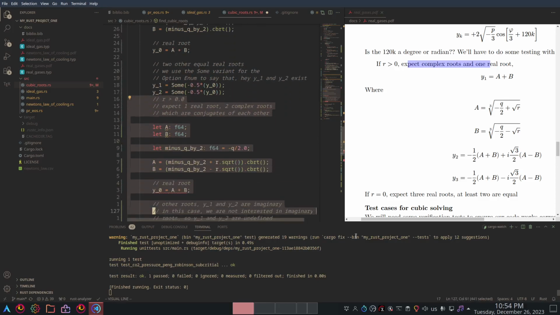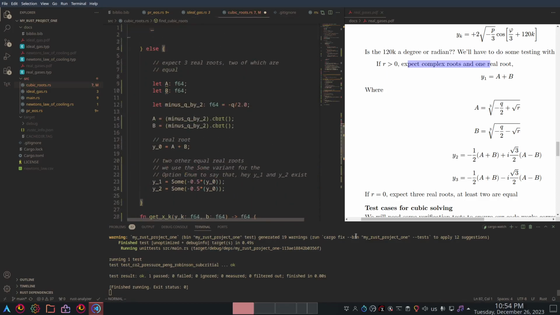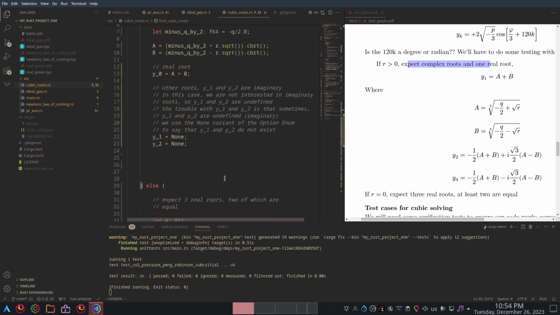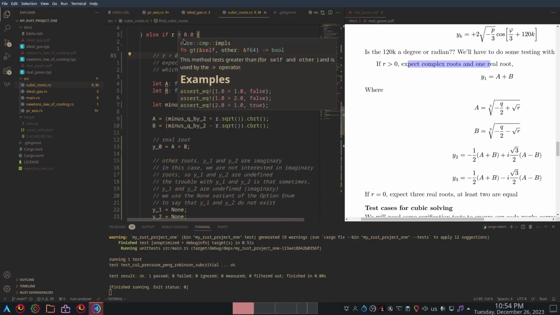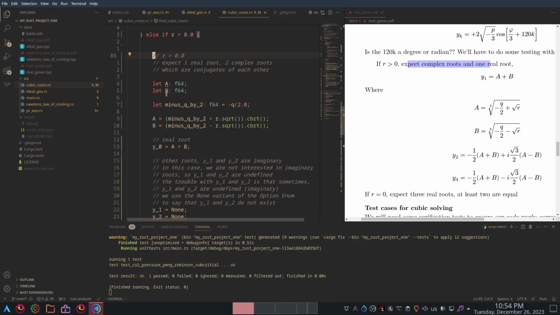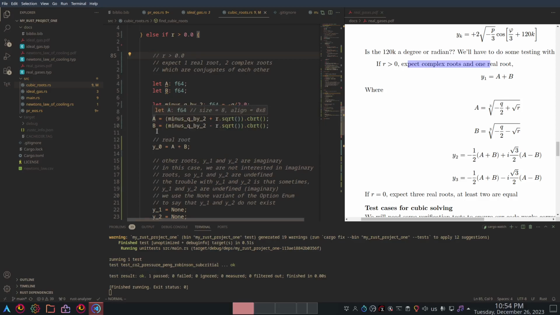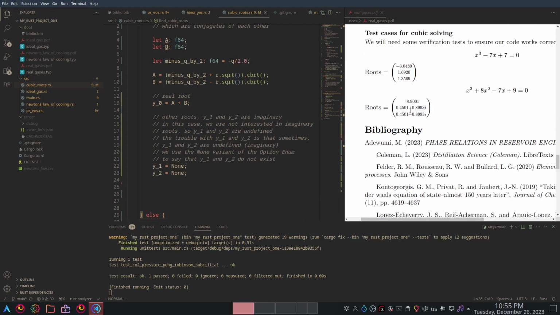Kudos to you who actually spotted this early on. Good job. I didn't spot it till now, but here it is. So A is F64, B is F64. This is for the case where R is more than 0. We expect 2 complex roots and 1 real root. So the only real root right here is defined by this A and B. Y1 and Y2 are none because I do not want to care about imaginary roots.